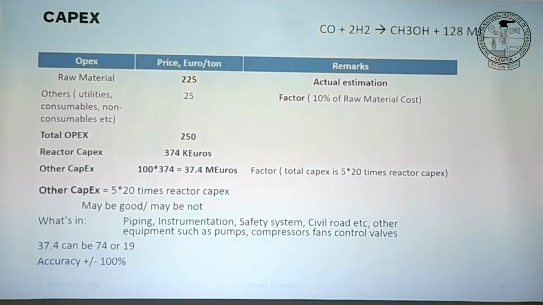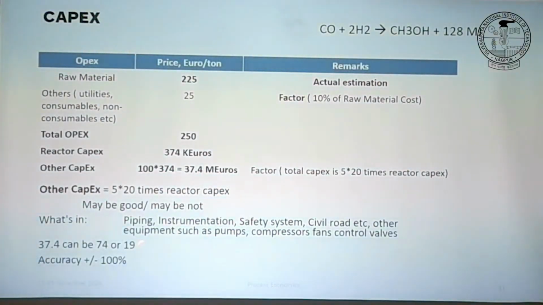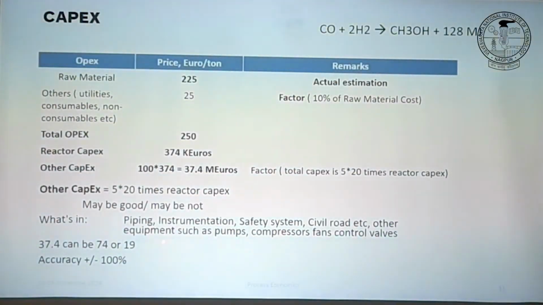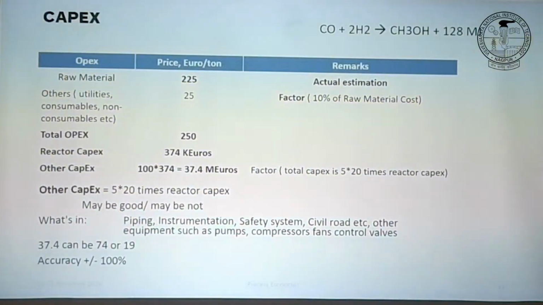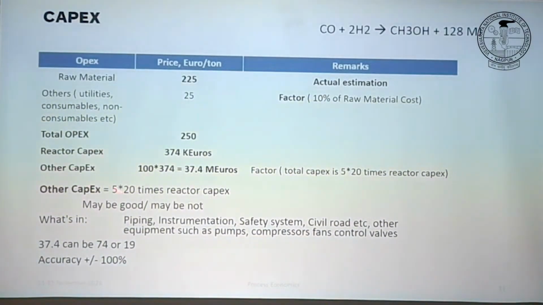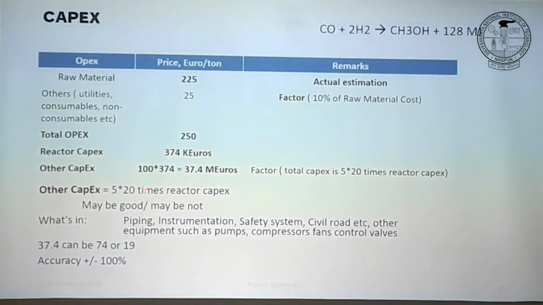All that we added up in these factors are your piping, all the instrumentation, safety system, civil, roads. During the conceptual stage, there is no PFD, there are no P&IDs, there are no other documents available. You cannot do HAZOP. You don't know what the SIL level of your safety system will be. So you are absolutely blind on all these costs. All those costs are, at a very early stage, included here in this factor.